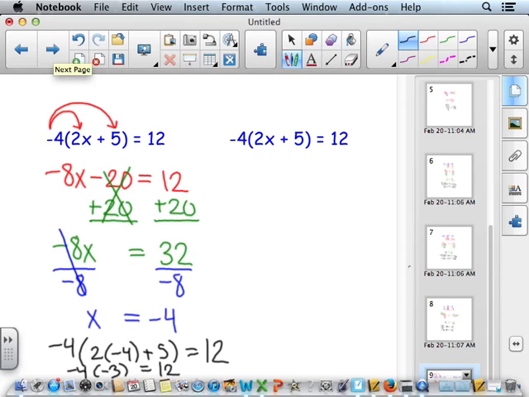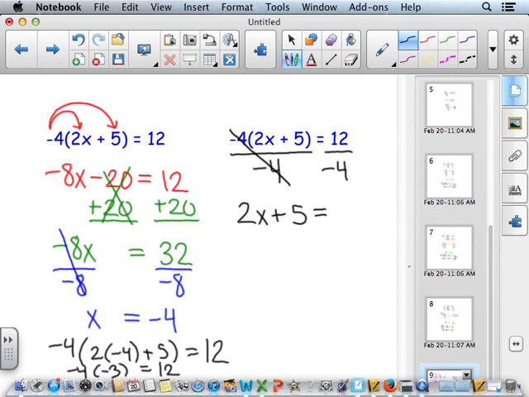The second way I'm going to show you is because I'm multiplying all of this by negative 4, I can go ahead and undo that by dividing all of that by negative 4. If I divide the left side of my equation by negative 4 and divide the right side of my equation by negative 4, negative 4 divided by negative 4 is 1, and 1 times 2x plus 5 is just 2x plus 5.